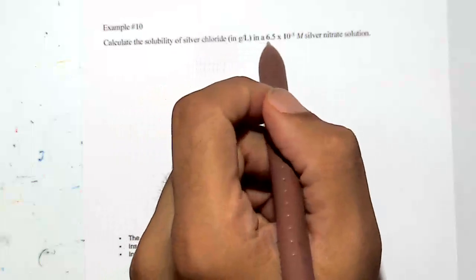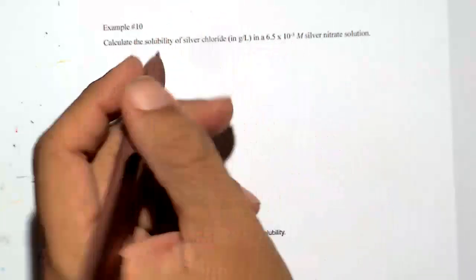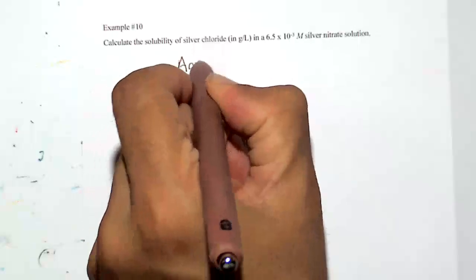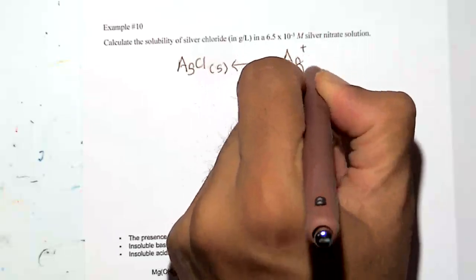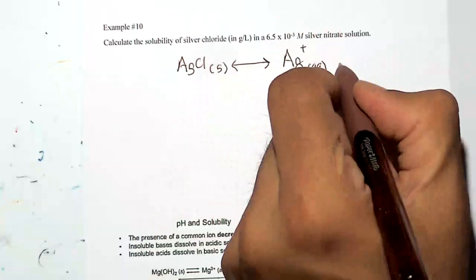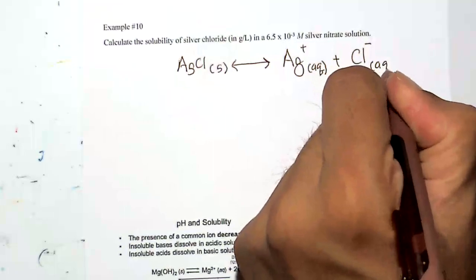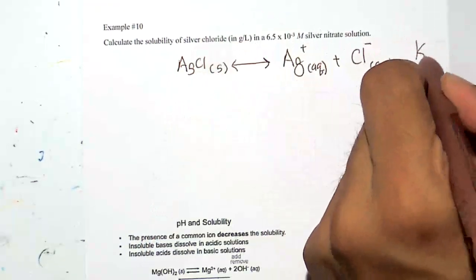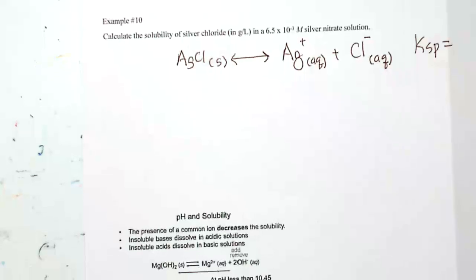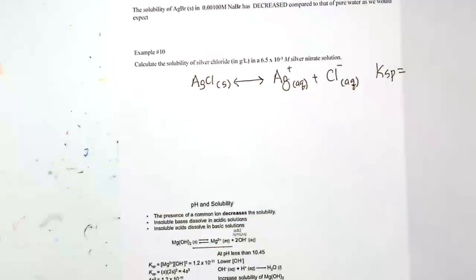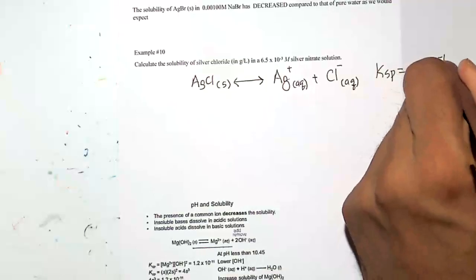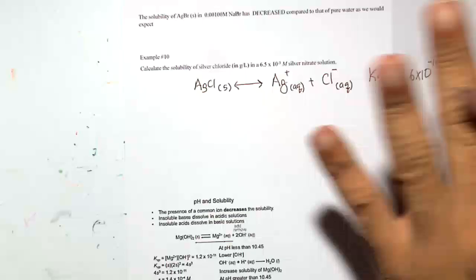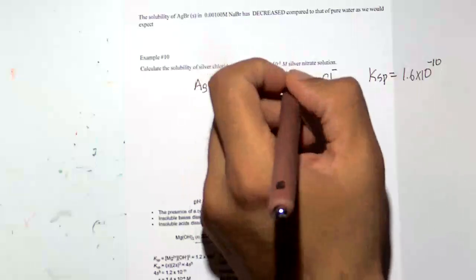All right. Calculate the solubility of silver chloride in 6.5 times 10 to the minus 3 molar silver nitrate solution. Silver chloride is a solid that's in equilibrium with silver ion plus Cl minus ion. And the KSP for this is 1.6 times 10 to the minus 10. That's not something you need to know.